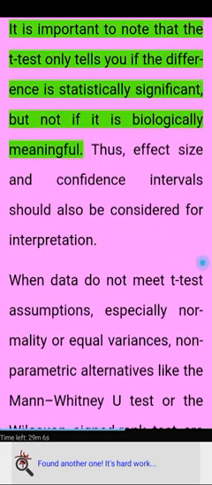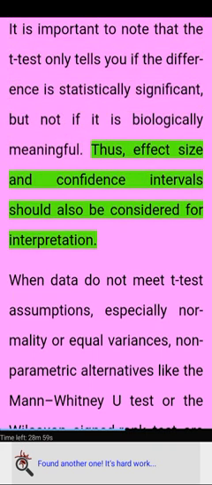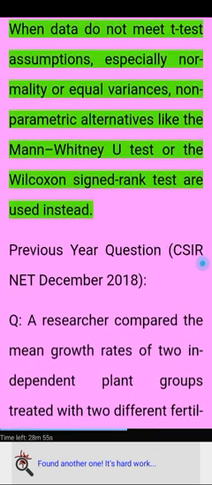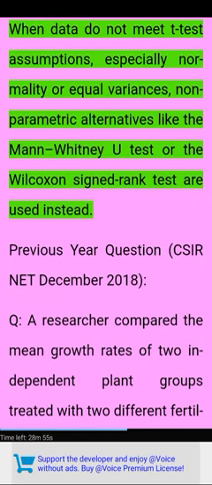It is important to note that the t-test only tells you if the difference is statistically significant, but not if it is biologically meaningful. Thus, effect size and confidence intervals should also be considered for interpretation. When data do not meet t-test assumptions, especially normality or equal variances, non-parametric alternatives like the Mann-Whitney U-test or the Wilcoxon signed rank test are used instead.